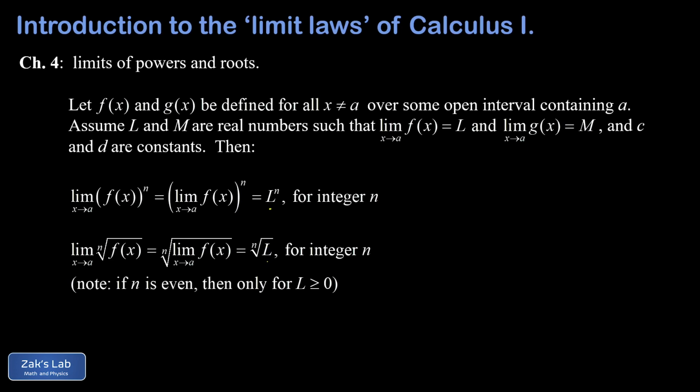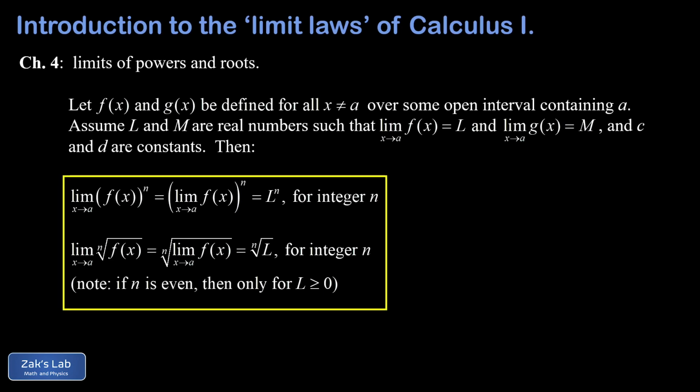And we do need to note there that if n is an even number and L is negative, then that root is not going to be a real number. So we want to exclude that case. So we're told if n is even, this is only going to be true if our limit L is greater than or equal to 0. So there's our powers and roots limit law. Again, no surprises there. The limit of a power is the power of the limit. The limit of a root is the root of the limit.